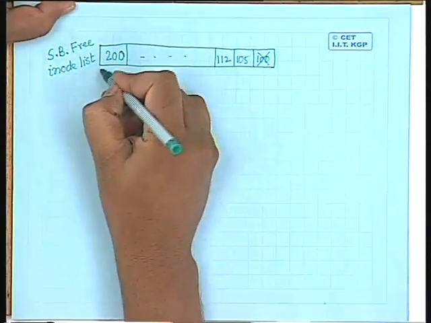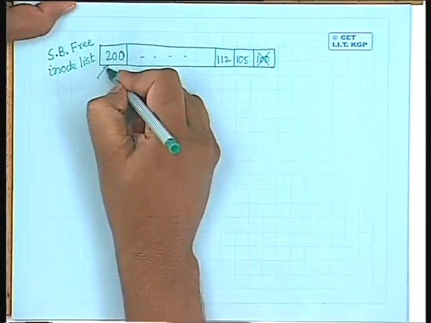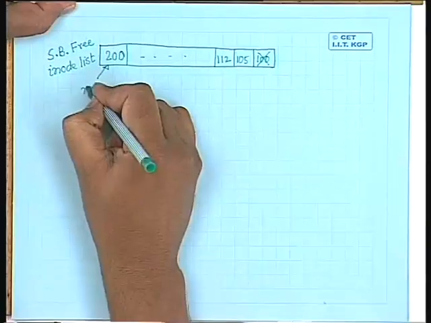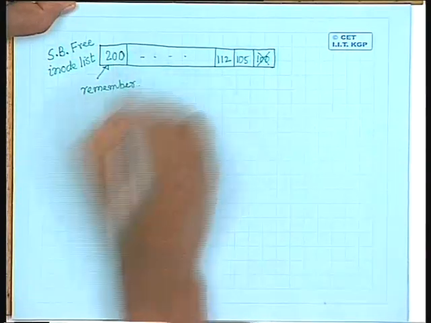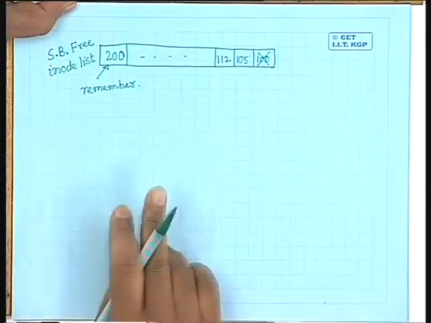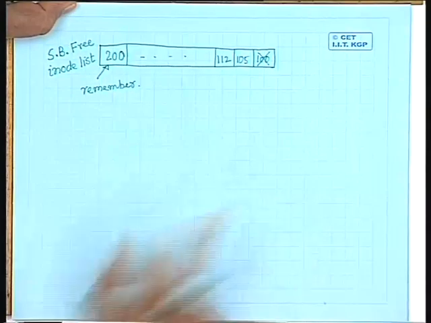This last inode on the superblock free inode list is called the remembered inode. That means you have to remember this inode number for searching for other unallocated inodes on the file system.